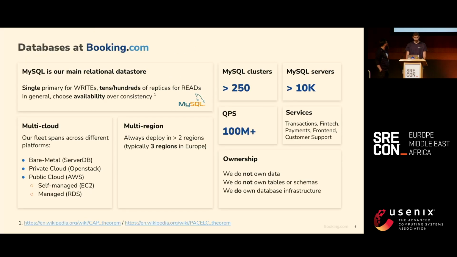So at Booking.com, we operate at scale. And we operate at the intersection of technology and travel. We have chosen MySQL as our main relational data store. And we run multi-cloud and multi-region. This means that our fleet spans across bare metal, private cloud, and public cloud servers, and that we typically deploy in multiple regions. Typically, this is 3 regions in Europe. We have hundreds of clusters powering tens of thousands of servers. And an important thing to note here is that we do own the infrastructure for databases, but we do not own data or tables or schemas inside databases.